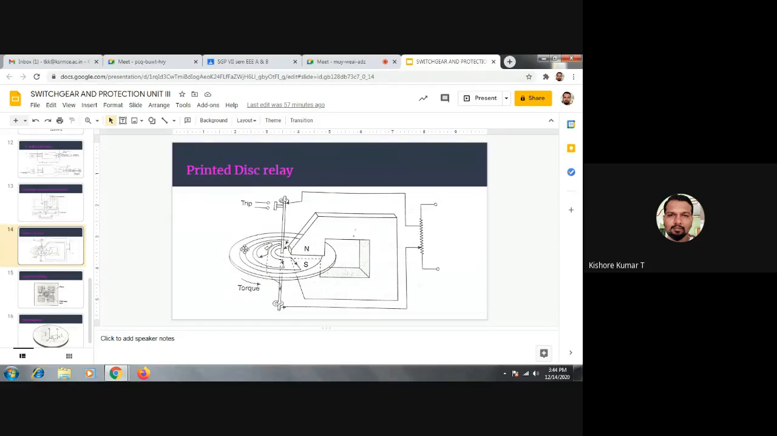So like that. Suppose let us say whenever current carries here, the disk rotates in a clockwise direction. While rotating in a clockwise direction, it is going to short the trip coil circuit. And after that, the breaker opens the contact.